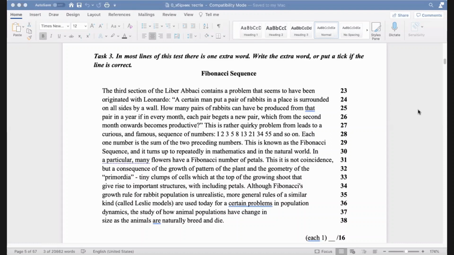This is not a coincidence. It is an extra word. This, it is. Yes, it is an extra word right here. But a consequence of the growth. Just a second. But a consequence of the growth pattern of the plant. So of is an extra word before pattern.